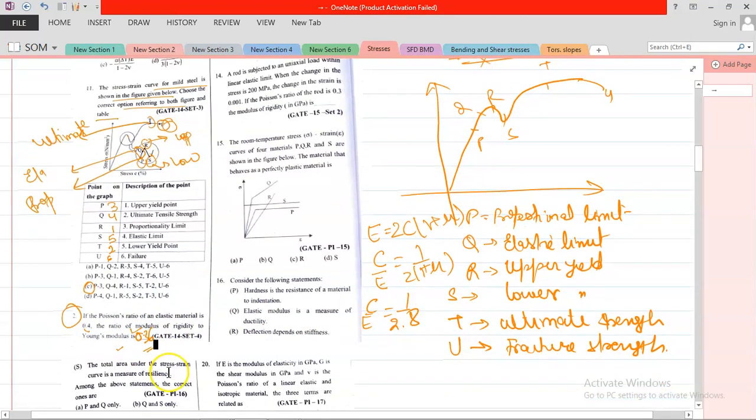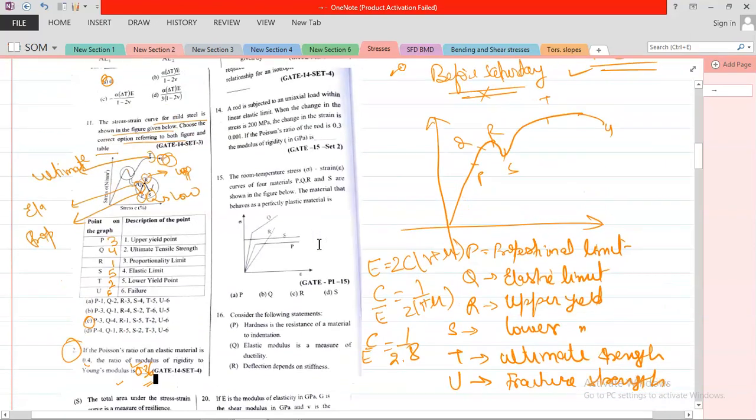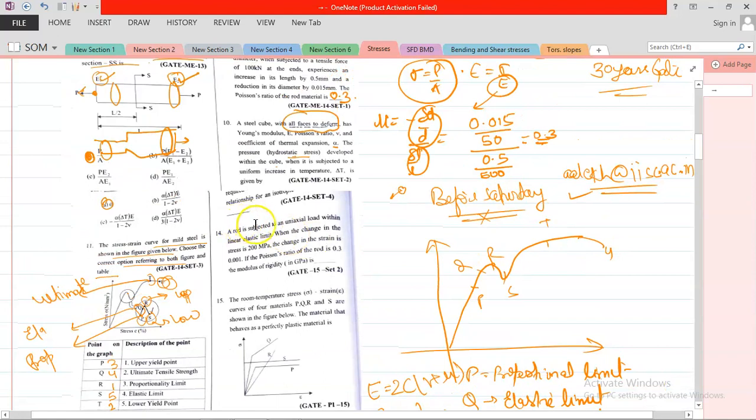Now the next question will be here. Sorry, I didn't click it right. So the next question is, a rod is subjected to a uniaxial load within linear elastic limit. Why is it given linear elastic limit? Because you can apply Hooke's law. When the change in stress is 200 megapascal, the change in strain is 0.001. If the Poisson's ratio is given as 0.3, then the modulus of elasticity is. So what is the meaning of this question?